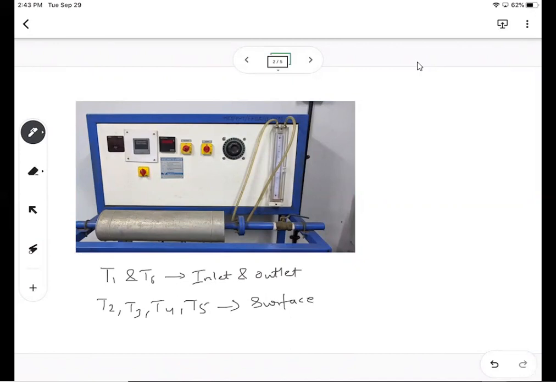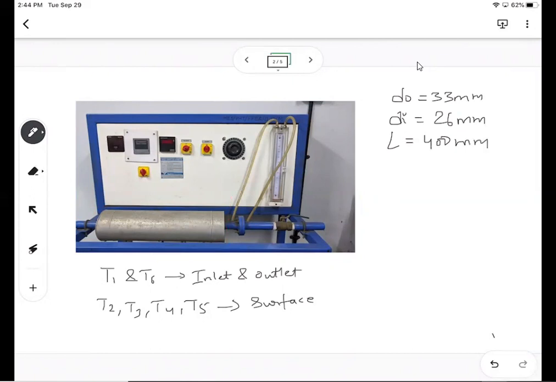The outer diameter, that is this diameter of the pipe, is given as 33 mm. DO is given as 33. DI, that is the inner diameter, is given as 26 mm. And the length of this test section is given as 400 mm.